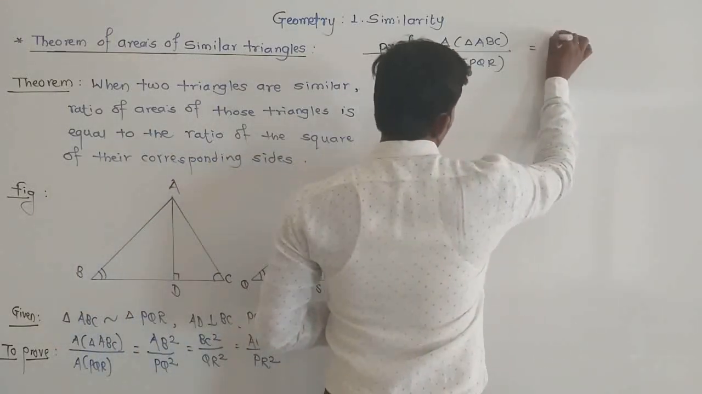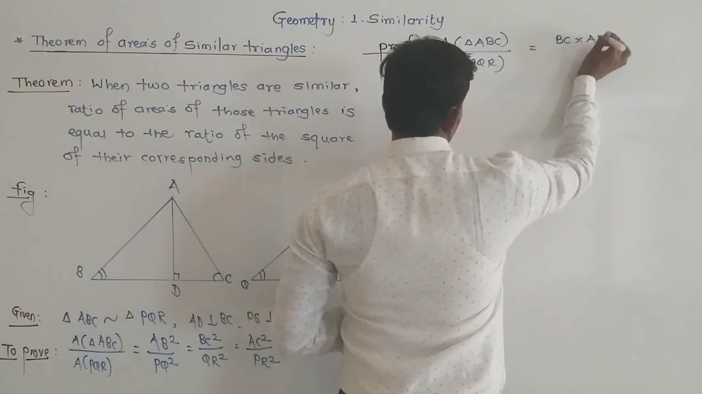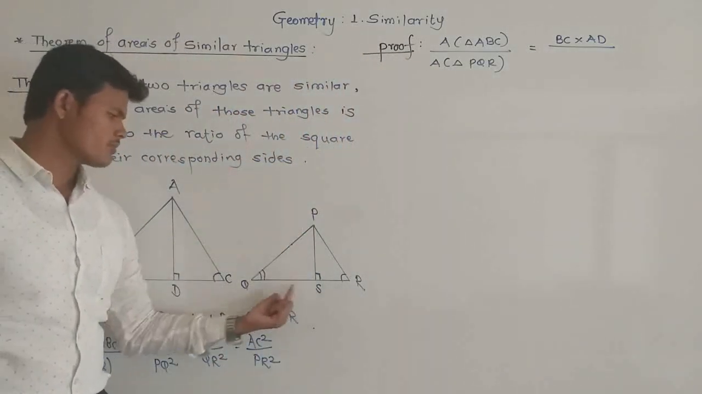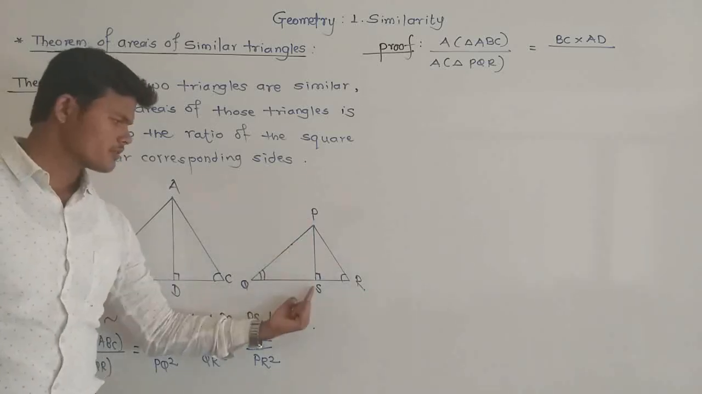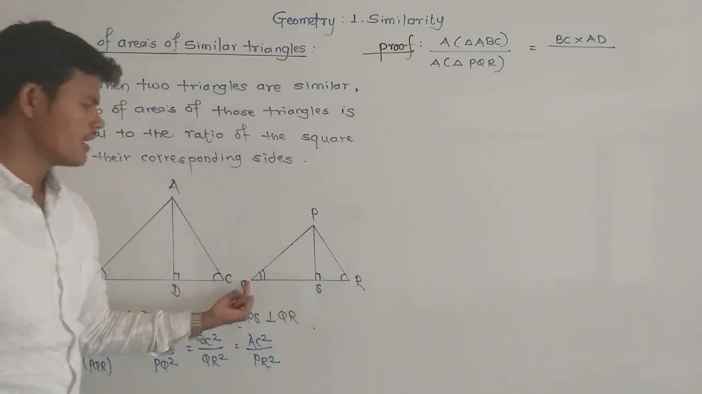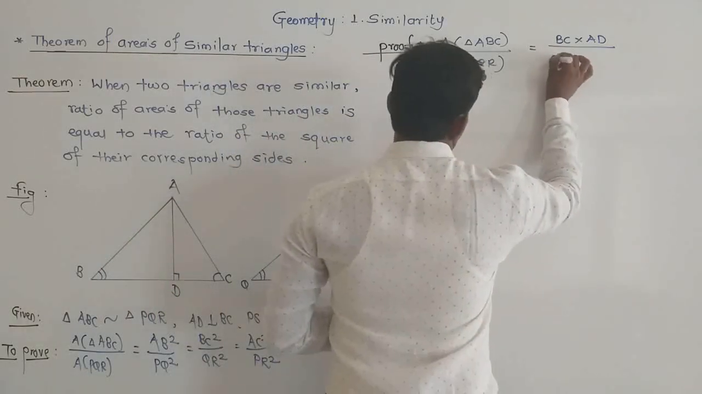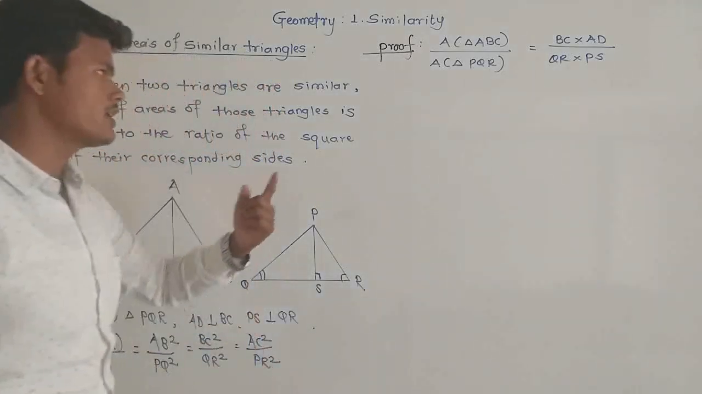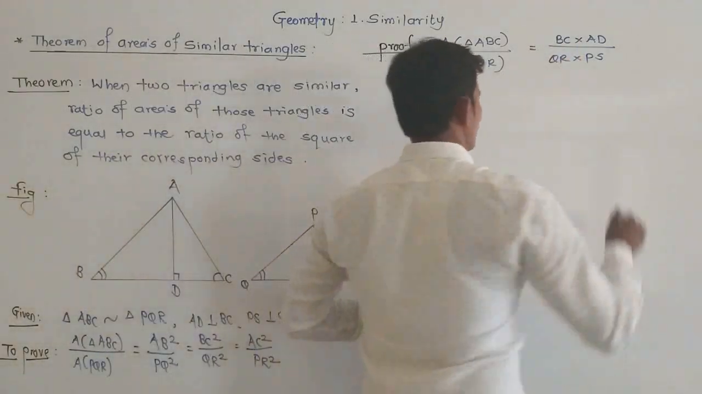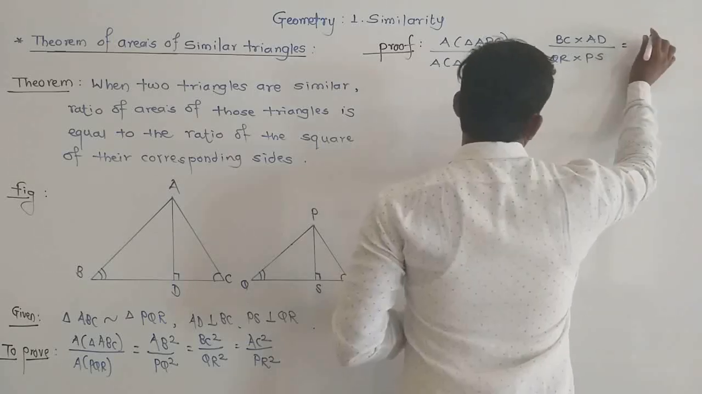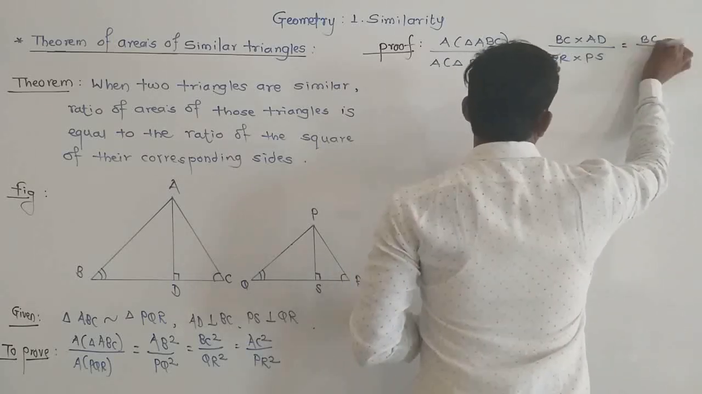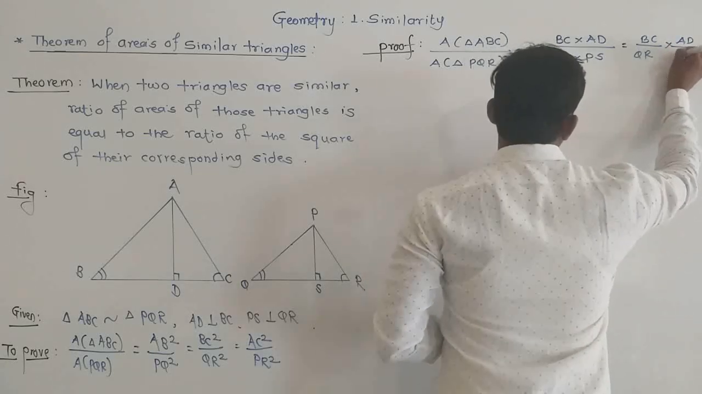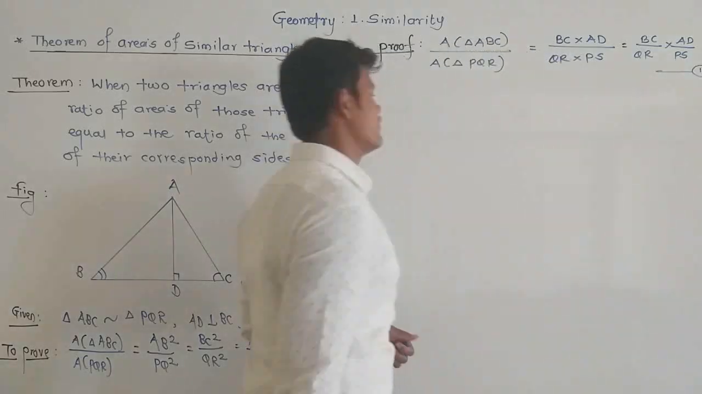So base into height, BC into AD, divided by, for triangle PQR, PS is perpendicular to QR. So PS is the perpendicular line, that means the height, and QR is the base. So QR into PS. Here the one half gets cancelled. So finally we get BC into AD upon QR into PS. It is written as BC upon QR multiplied by AD upon PS. This is equation number first.